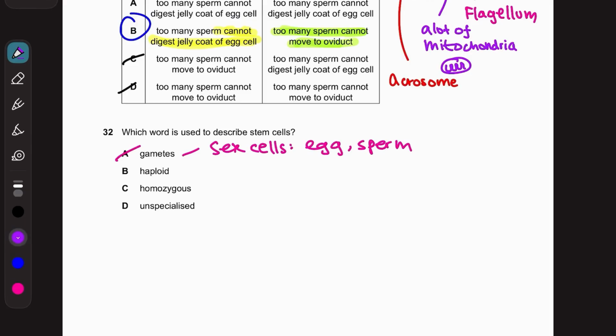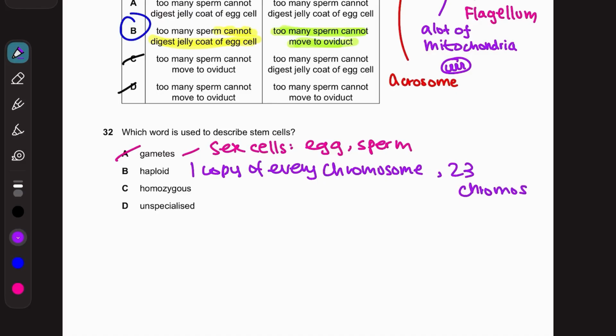And then haploid. What is haploid? The definition is you only have one copy of every chromosome. And that is the case in the sex cells. In other words, all the sperm cells and all the egg cells are haploid cells. They only have 23 chromosomes. And it's got nothing to do with stem cells either, so it's not B. But at least we know what haploid means now.